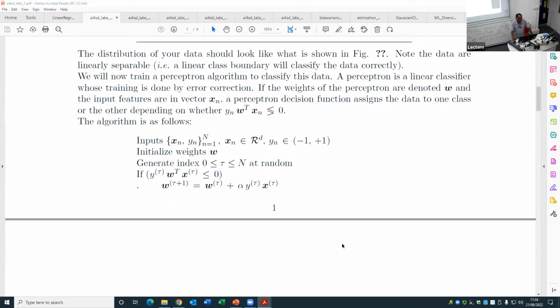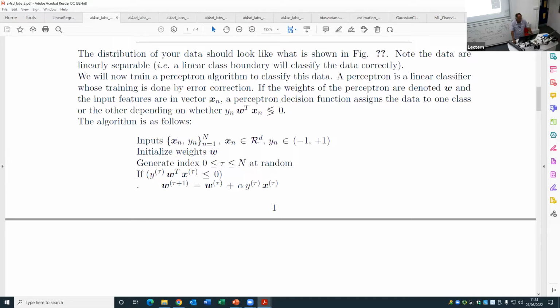And the algorithm just looks like this. The algorithm says that there are inputs, that's the data. Each of the inputs is in D dimensions. And the targets that I have specified are -1 and +1. So -1 for those who failed the exam, +1 for those who passed the exam. So it's a two-class problem.